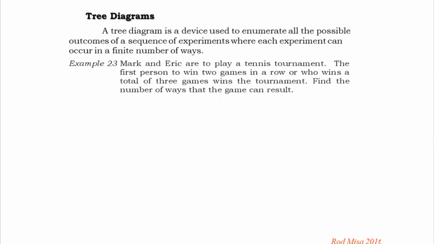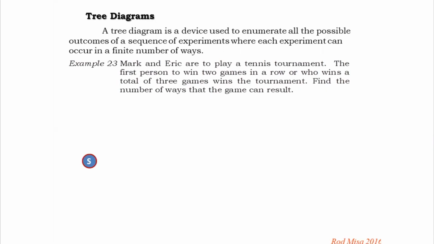Mark and Eric are to play a tennis tournament. The first person to win 2 games in a row, or who wins a total of 3 games, wins the tournament. Find the number of ways that the game can result. To count all the possible ways that a game could result, we draw a tree diagram here.